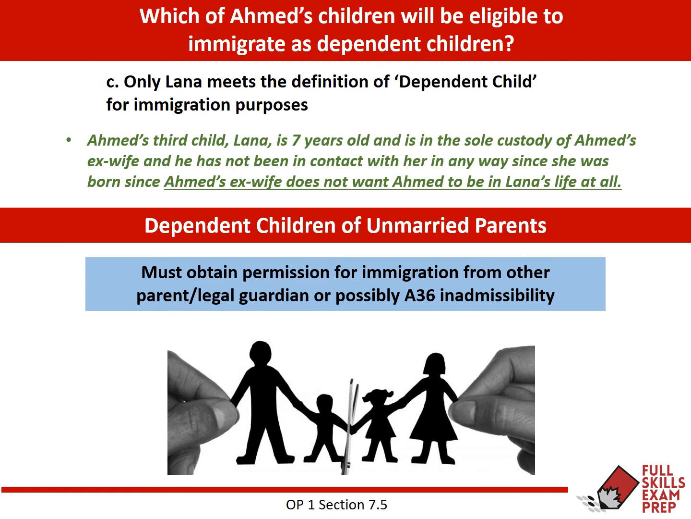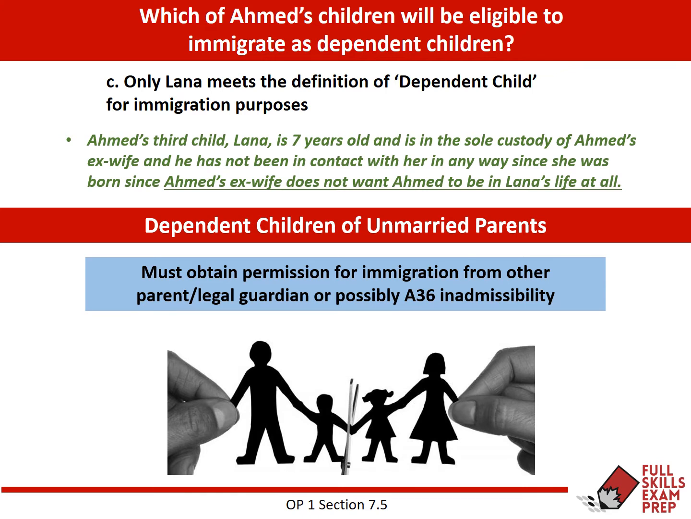if somebody has sole custody of a child, or even joint custody of a child, the other partner has to obtain permission for immigration. Now, when they say there's a possible Article 36 inadmissibility, that would be kidnapping, of course. You can't take someone's child who you're not in custody of and bring them to another country without permission.